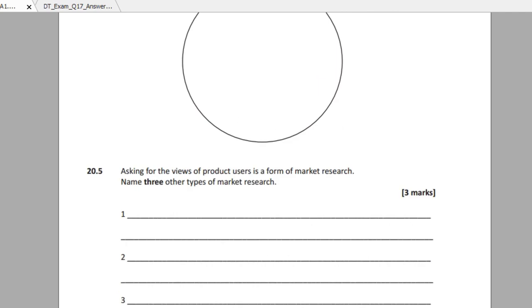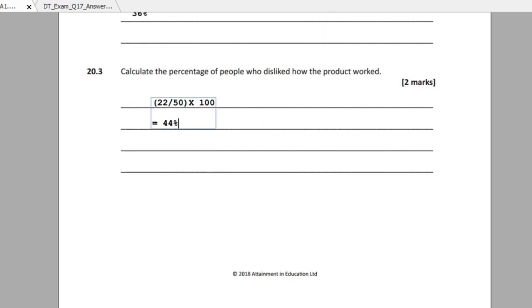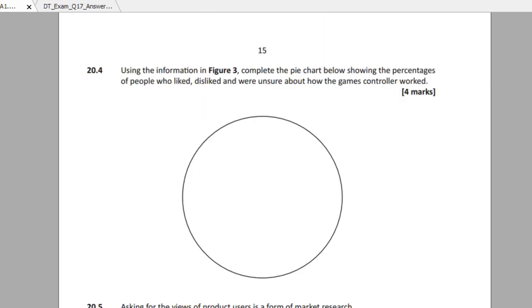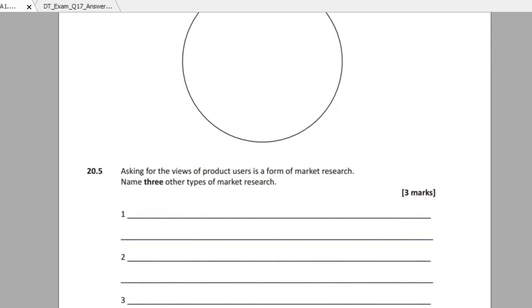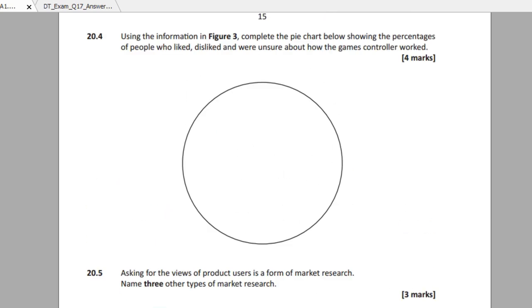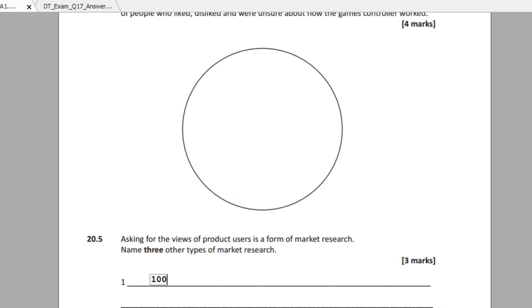But basically, you would get 1 mark for correctly calculating the percentage of those unsure, going back to 20.3. So that would be 100 minus the others. Right, so sorry, go back to question 20.4. You would have to draw the pie chart, knowing how to convert the percentages into degrees. Okay, so you need to do that.